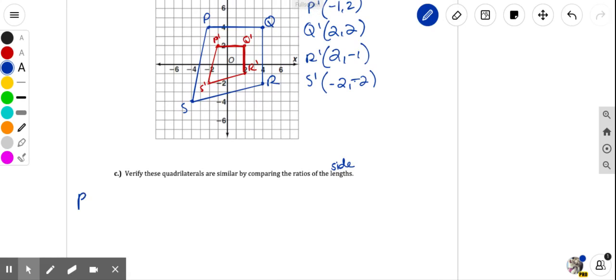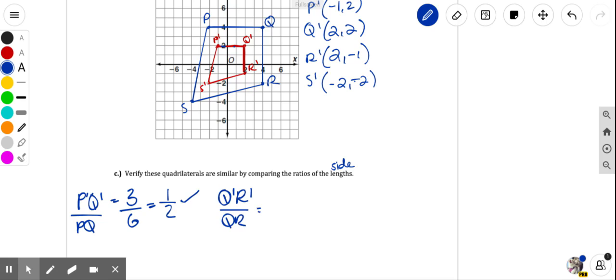So for example, P prime Q prime, I can just count, is 1, 2, 3 units. PQ was 6, which reduces to 1/2, which was the scale factor. So that's what we want. Let's do Q prime R prime and QR. Also 3 and 6, which reduces to 1/2.